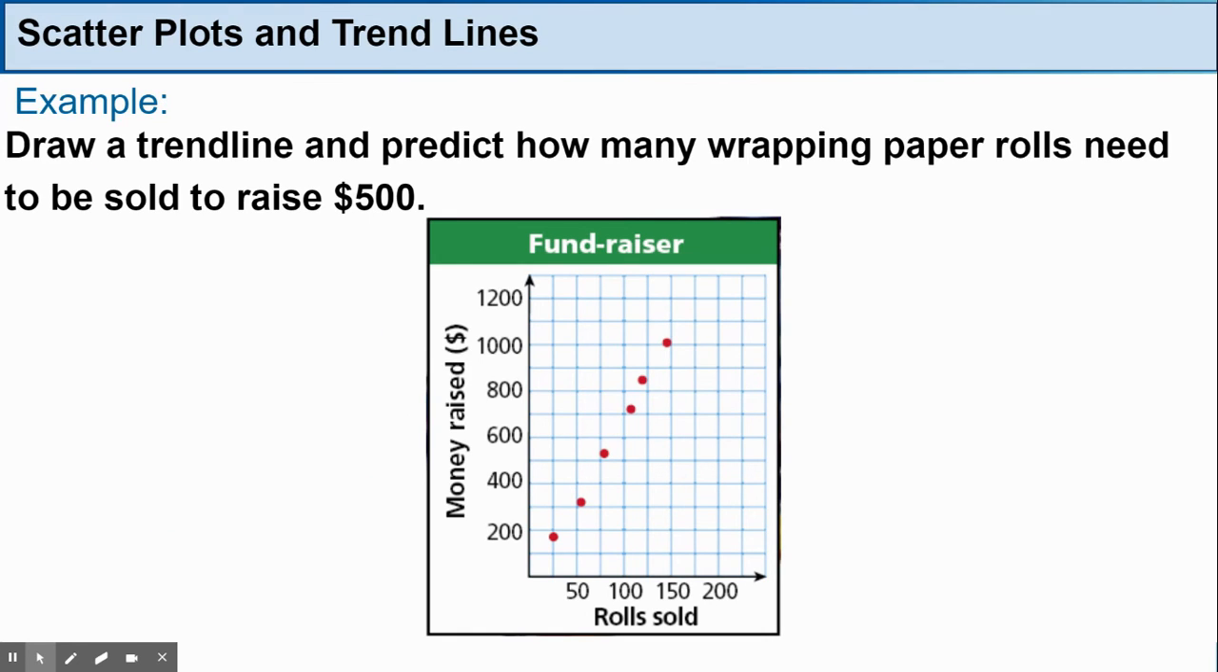Our last example here, you want to draw a trend line. Go ahead and draw a trend line, trying to hit as many dots as you can. Make sure it is a straight line. That is predicting how many wrapping paper rolls need to be sold to raise $500.